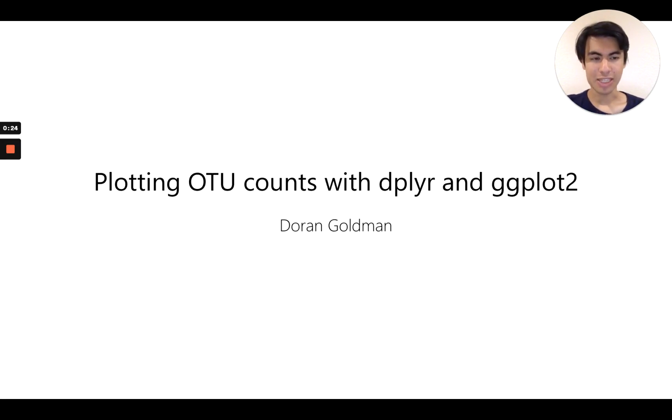Today I'll be showing you how to make a type of plot that I very commonly make using 16S microbiome data, which is a plot of unique OTU counts, which are basically a crude measure of diversity within a microbial community. Let's take a look at an example of one of these plots here.